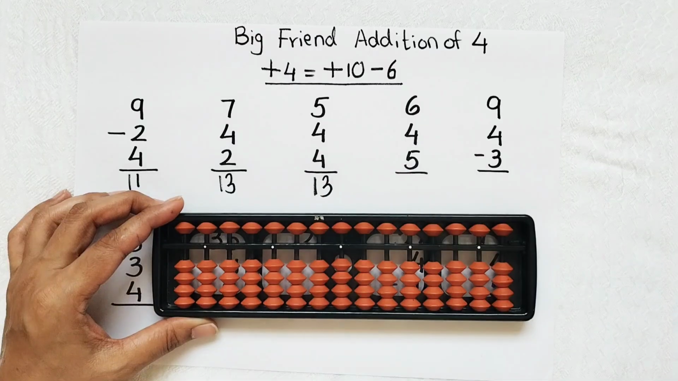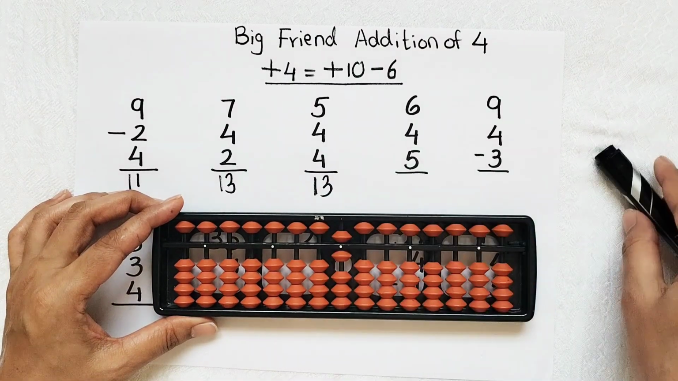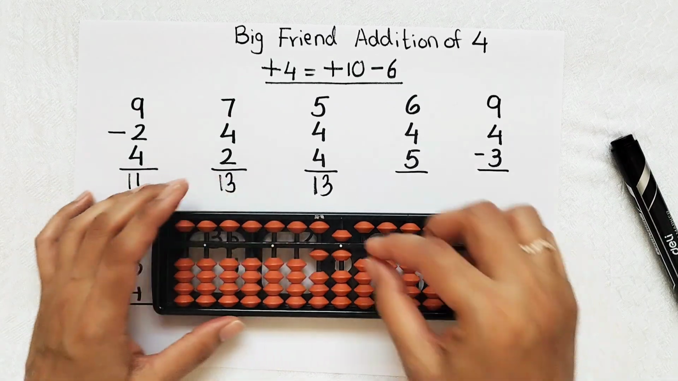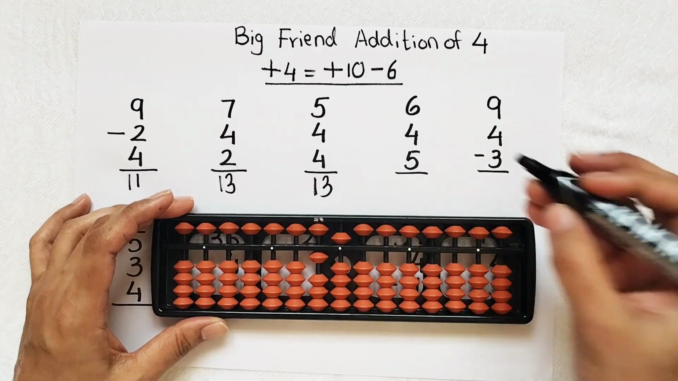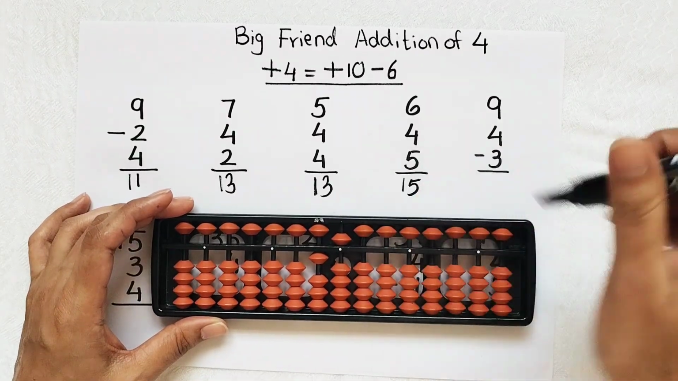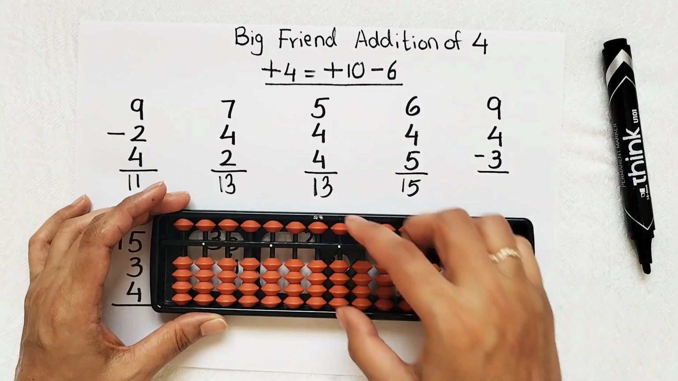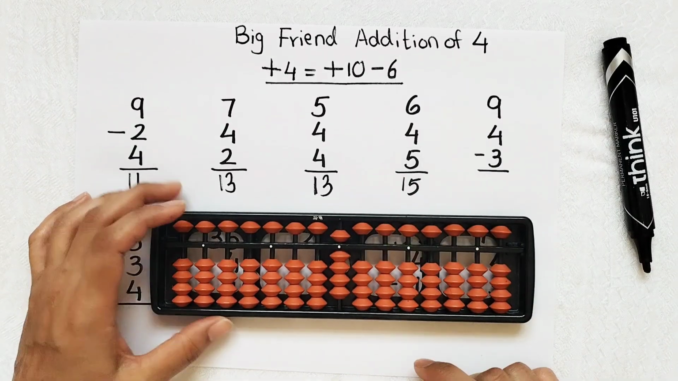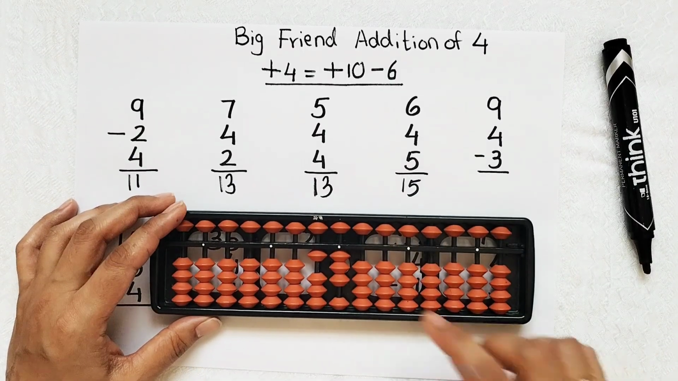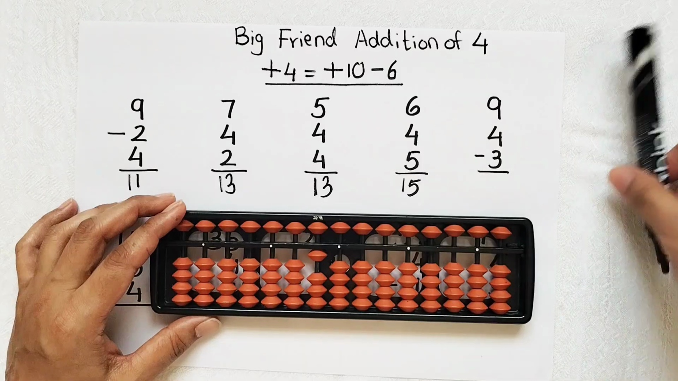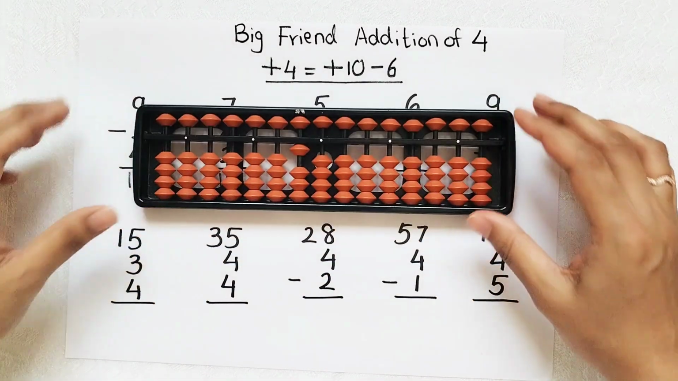Next, 6 plus 4 plus 5. 6 plus 4 plus 5. My answer is 15. Next, 9 plus 4 less 3. 9 plus 4, add 10 less 6 less 3. My answer is 10.